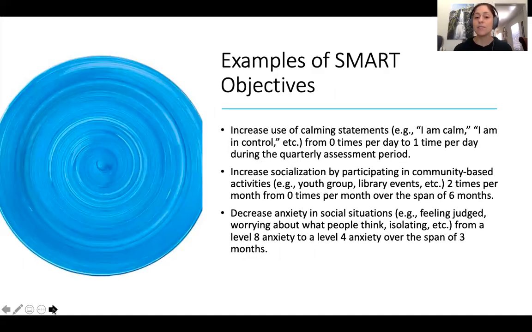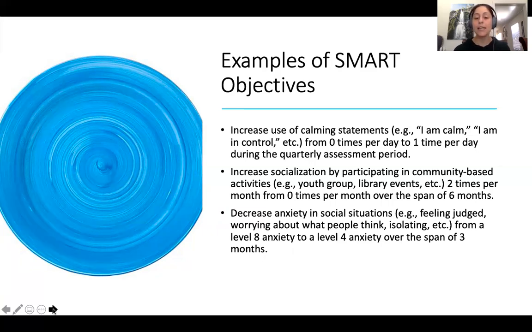Here are some examples of SMART goals, and you can see that they each feature everything in the SMART acronym. So increasing use of calming statements, made specific by quoting those statements, I'm calm, I'm in control, etc. From 0 times a day to 1 time per day. So we're measuring that and we're making it realistic. Going from 0 to 1 is realistic. And the time period is the quarterly assessment period.